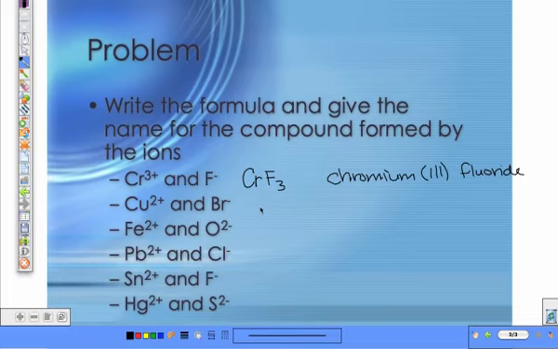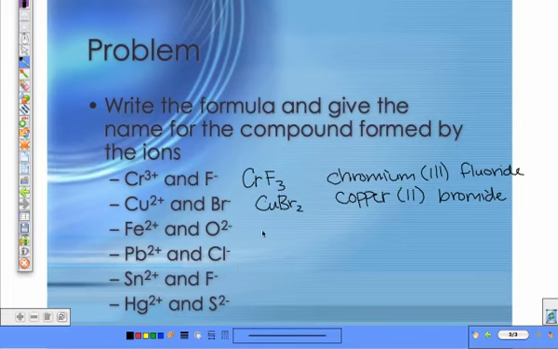How about the second one? What's the formula? And what would be the name? Copper(II). Because copper can form, we already said, +1 and +2. So we have to show which one it is. And it's always based on what its charge is.